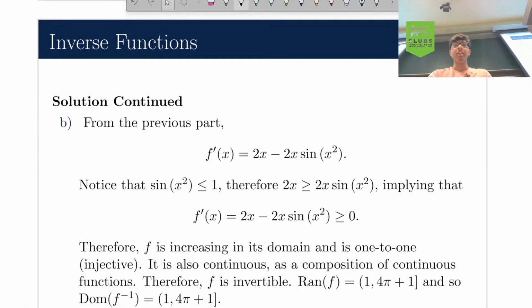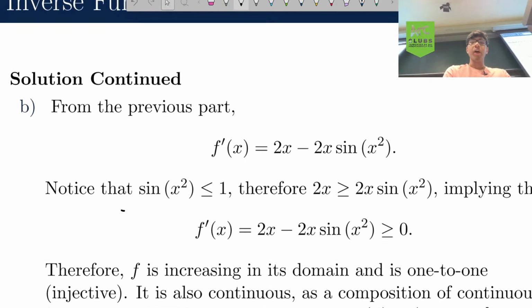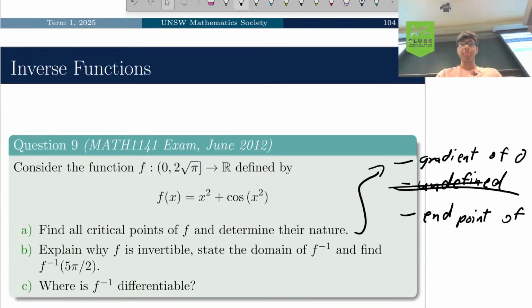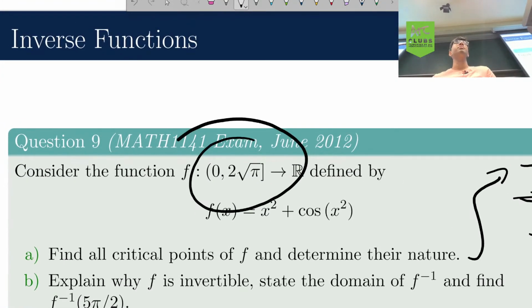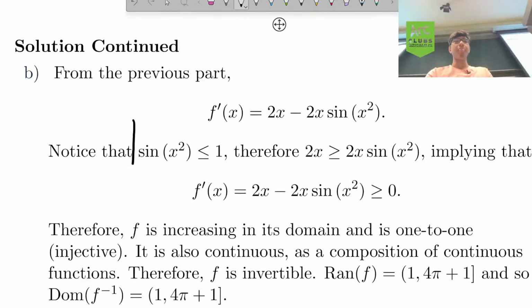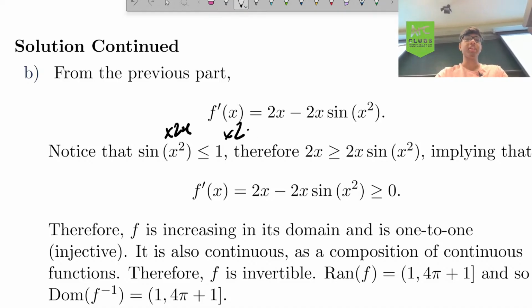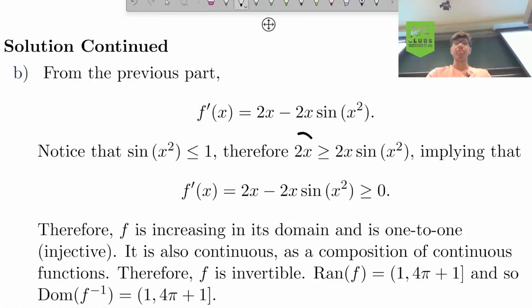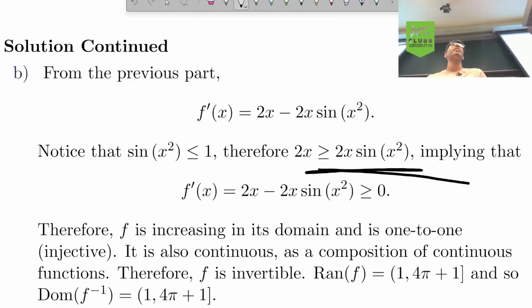So part B, the derivative here, I already found from earlier. I want to show that it's always going to be greater than or equal to 0. How can I do that? Well, I know sine x squared is less than or equal to 1. Remember, I'm considering positive values of x, and positive values are important. If I multiply each side by 2x, I end up getting 2x is greater than or equal to 2x sine x squared.